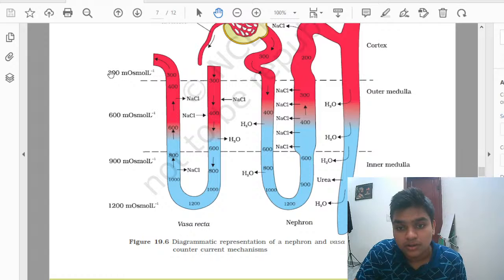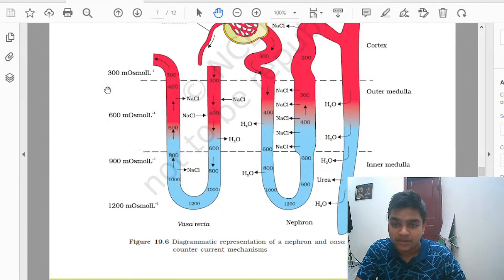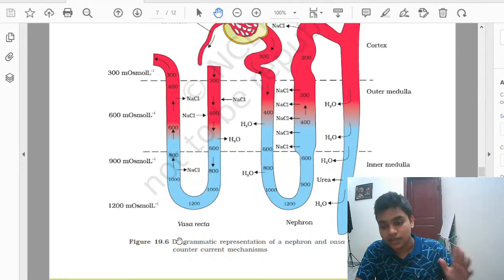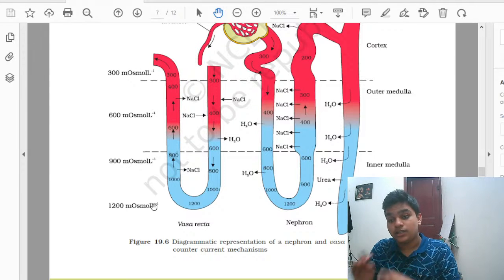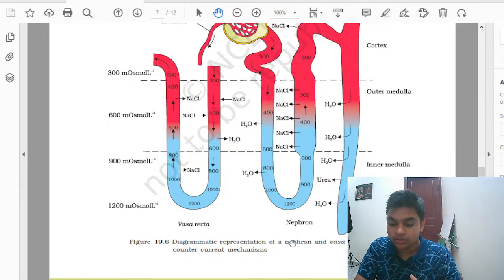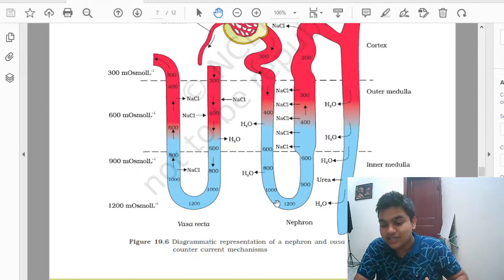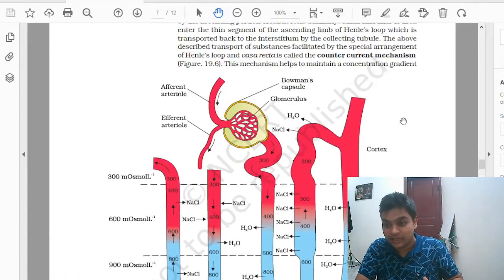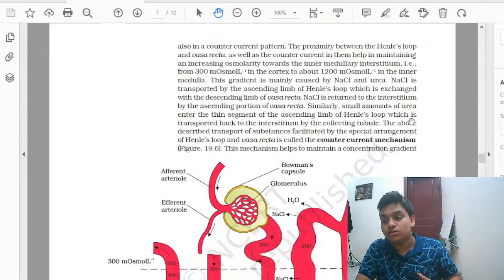Now, the concentration of the medullary fluid is gradually increasing from 300 to 1200. But the concentration of the urine which is flowing through the nephron is also gradually increasing and gradually decreasing. So this increasing osmolarity should be maintained properly, and this is maintained by the points which we have discussed just now.